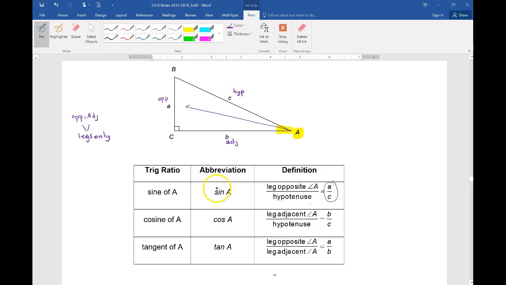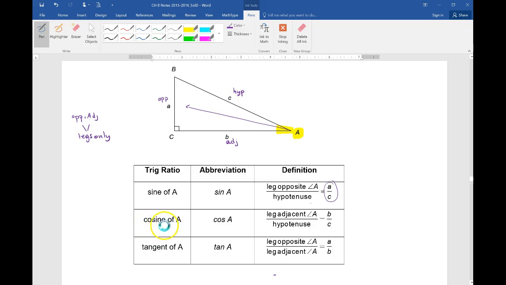Now, sine is abbreviated SIN. Never sin, always sine. Okay? All right, so if you wanted to find the sine of A, all you would do is identify where A is. Now you say, okay, opposite leg, that one. Hypotenuse, that one. a over c, that's the ratio.